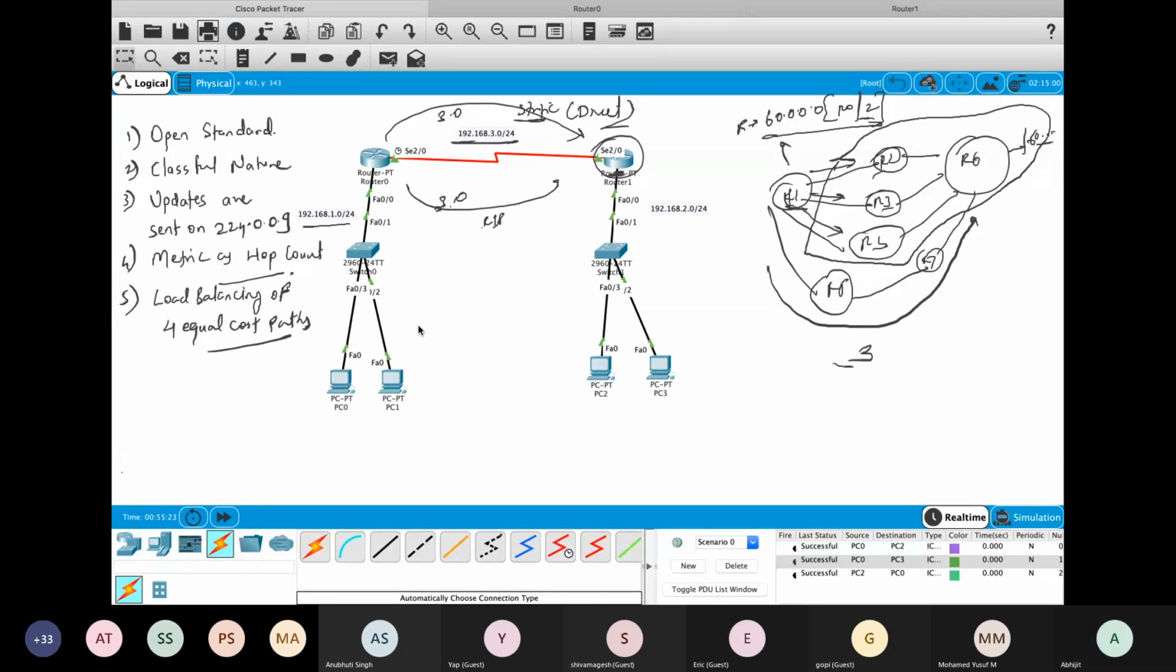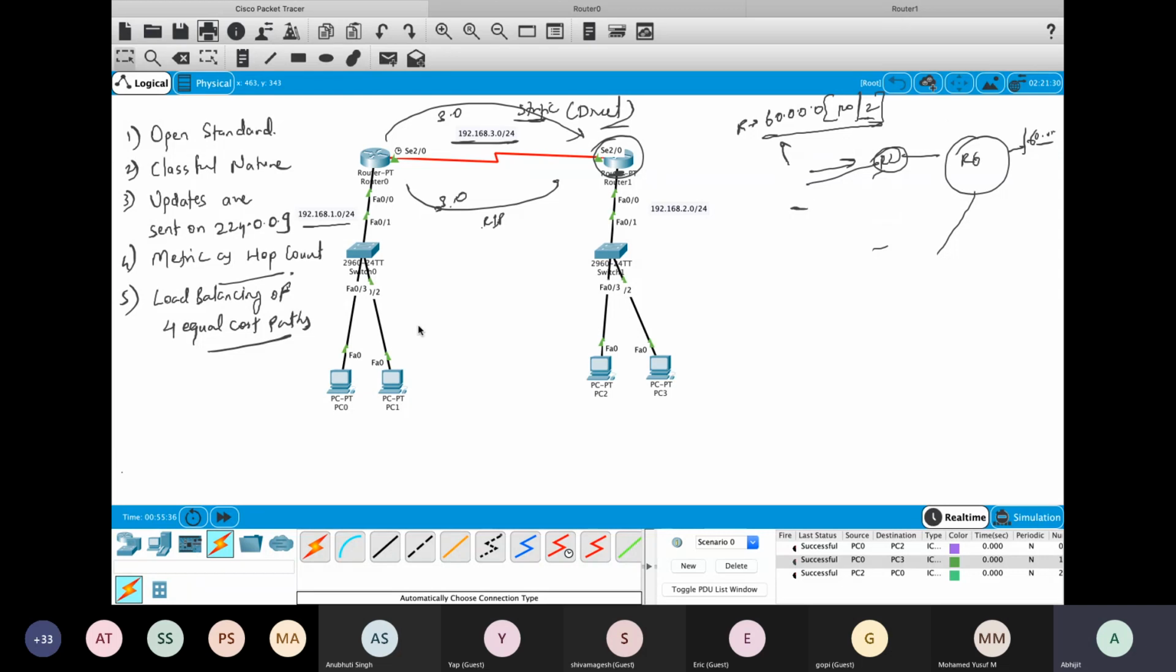Perfect. So that's something that needs to be understood by you guys. Then after that, the next characteristic that we have, let me just get done with this particular thing.